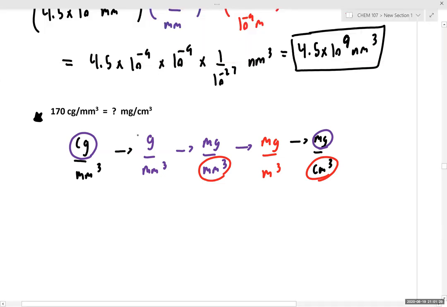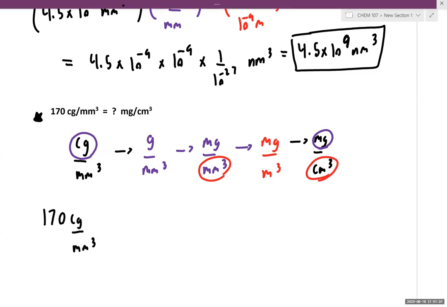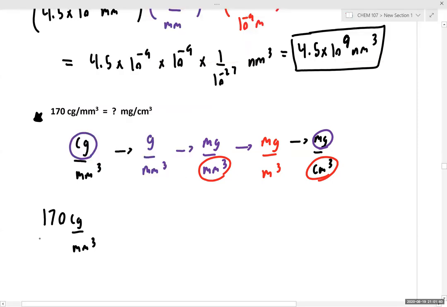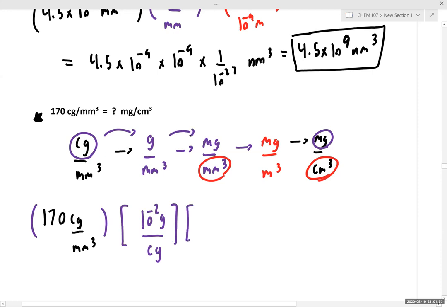Perfect. So now that we have everything set up, if we have 170 centigram per millimeter cubed, if we want to go from centigram to gram, we put grams on top, and we know we have 10 to the negative second gram per centigram. If we want to go from grams to milligrams, we put milligrams on top, and in 1 milligram, we have 10 to the negative third gram. So we completed our first conversion.